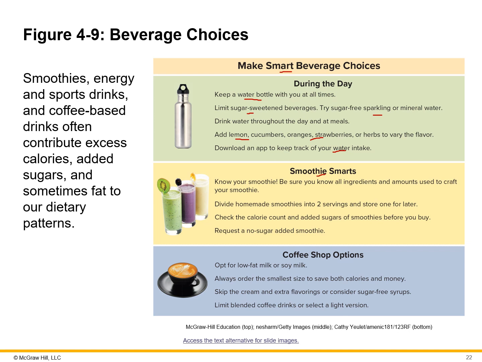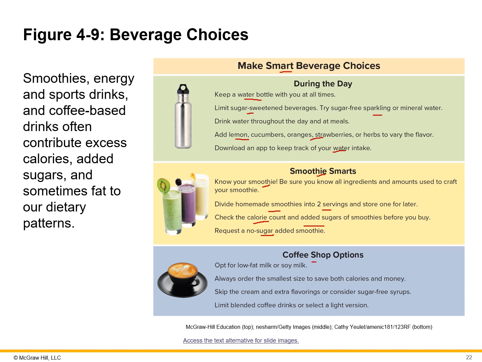Smoothies, again, there are good and bad, as with everything. We hear this is becoming a new fad, but essentially know your smoothie. So know those ingredients. Divide the homemade ones into two servings and save one for later. Check the calorie count. A lot of them have added sugars to make them taste a little bit better, but it's just adding extra sugar to your nutrition. So ask for no sugar to be added to your smoothies if you're ordering them out.